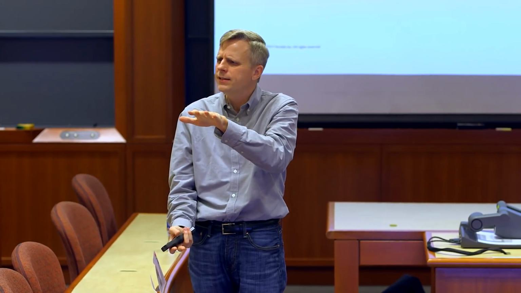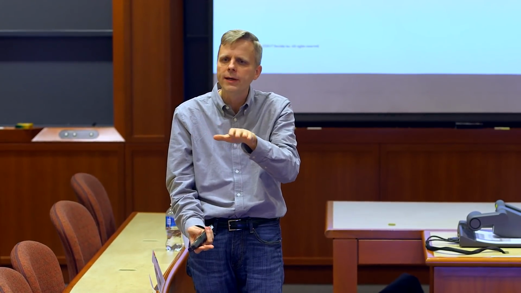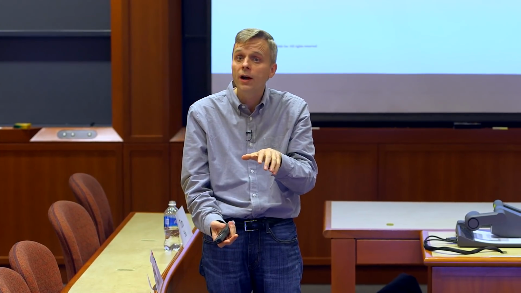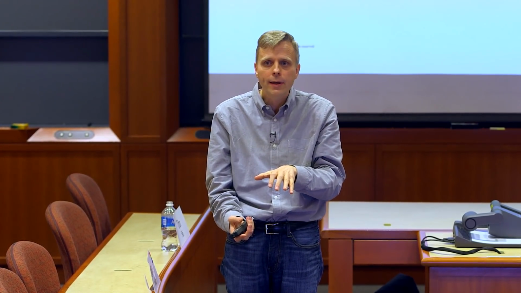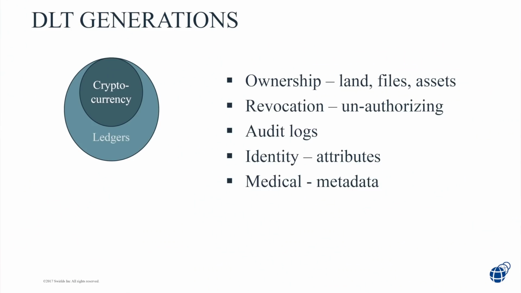But wait a second, it's a computer. It's just ones and zeros. We don't have to limit ourselves to just remembering things about coins. We could put other stuff in that ledger, and it would be just as good. It'd be just as trustworthy. And so we got the second generation of DLTs, which was, well, let's not just have a money, let's have a file system in some sense.